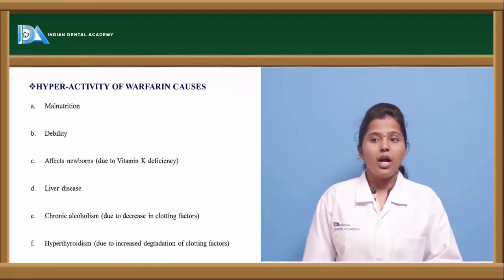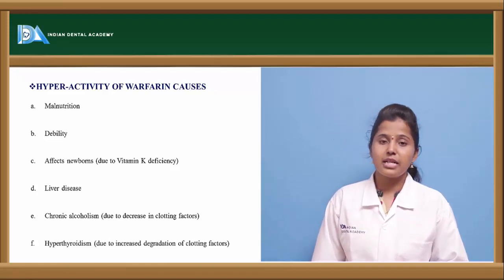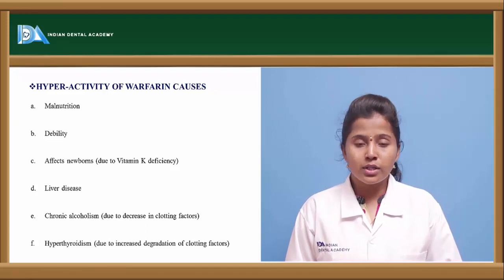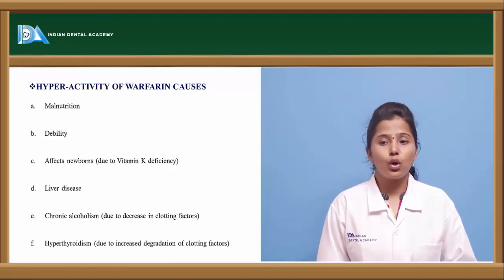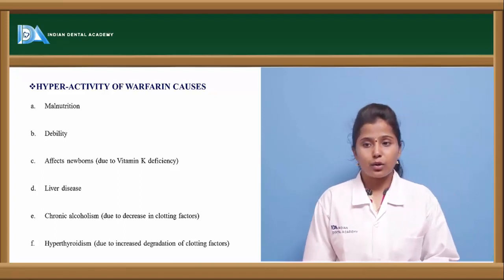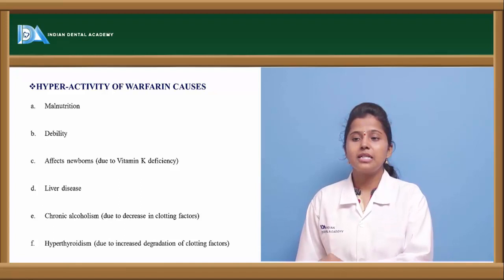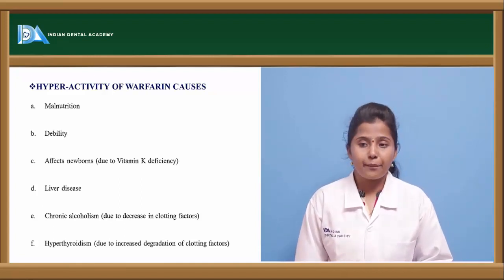Hyperactivity of warfarin. When warfarin is given in high doses, what activity can be observed? We can see malnutrition, we can see effects on newborns, we can see liver diseases, and we can observe chronic alcoholism and hyperthyroidism. Hyperthyroidism usually occurs because of increased degradation of clotting factors when warfarin is given in more amount.